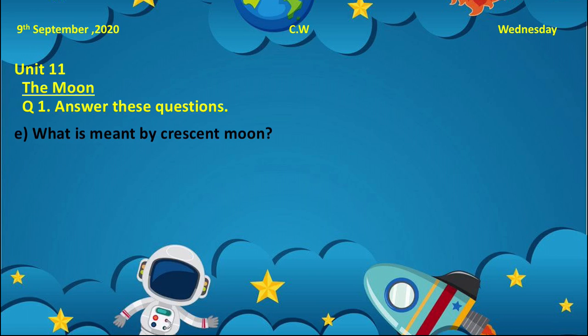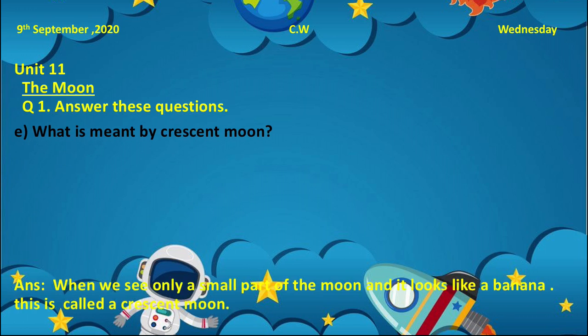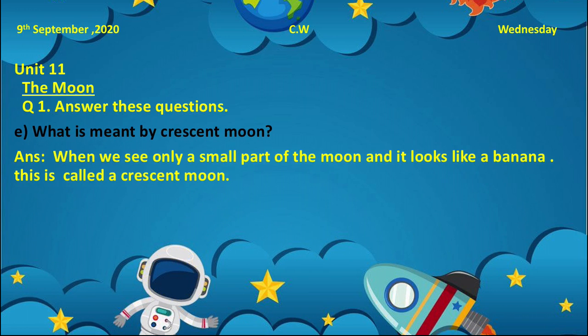Anybody knows? I will give you a hint. The crescent moon is also what we see on our flag. On the Pakistani flag there is a crescent moon. The answer is, when we see only a small part of the moon and it looks like a banana, this is called a crescent moon.